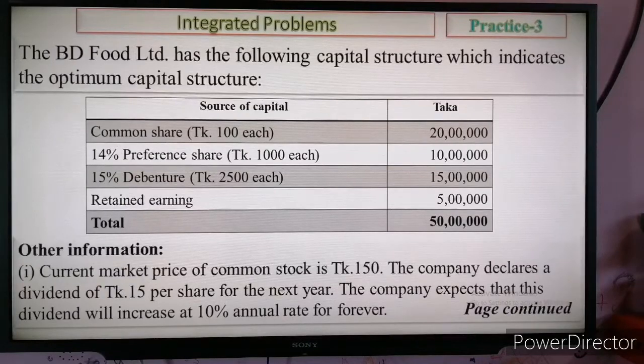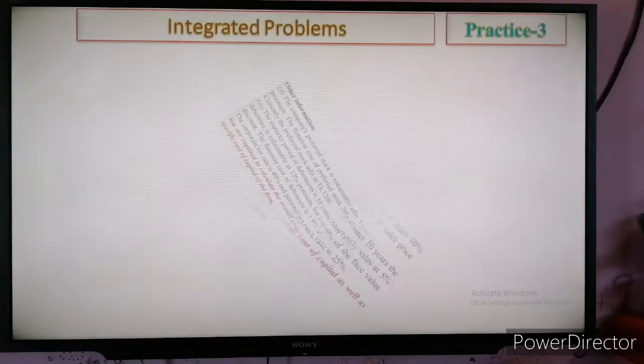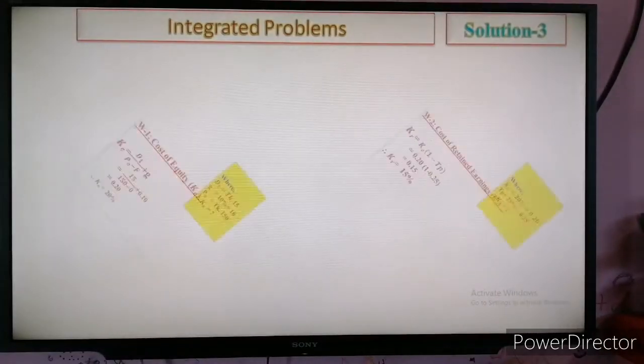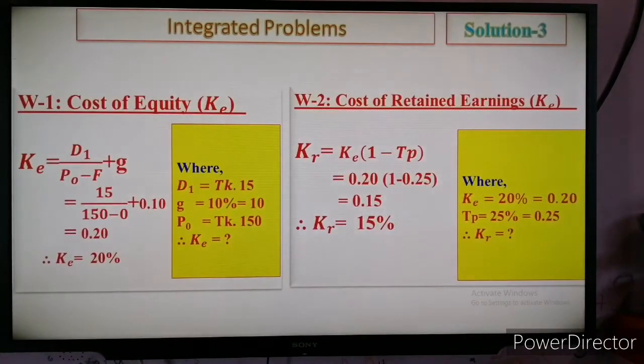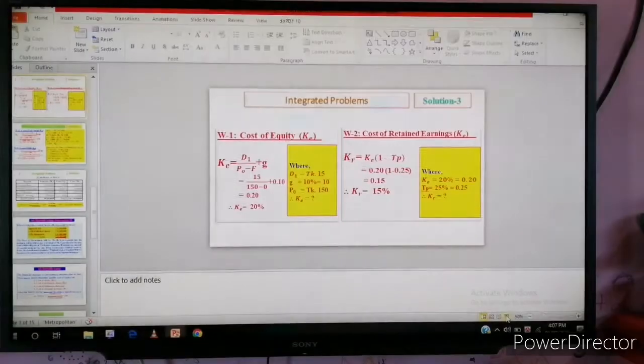So shift to the solution of cost of equity. Look at how to solve the cost of equity. Just look at the left side, cost of equity, symbolically Ke. We know the formula Ke equals D1 divided by P0 minus F, plus g, where D1 is 15, g is 10% or 0.10, it will be 0.10, let me correct it.